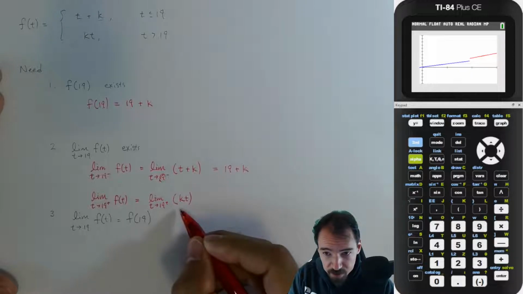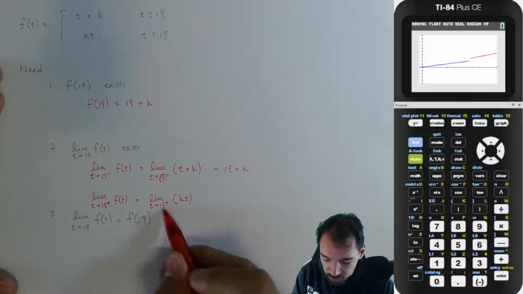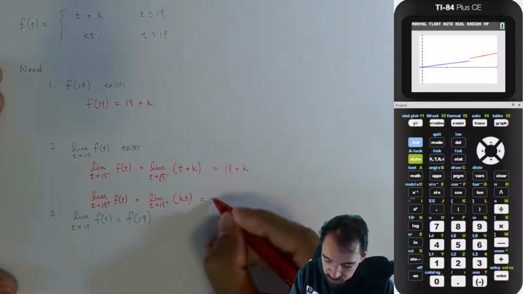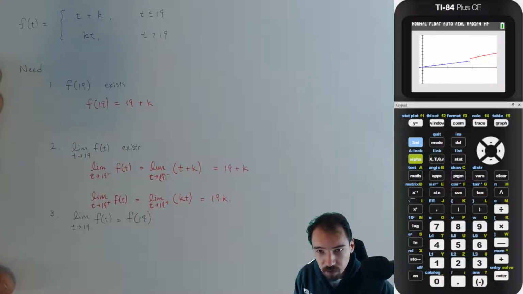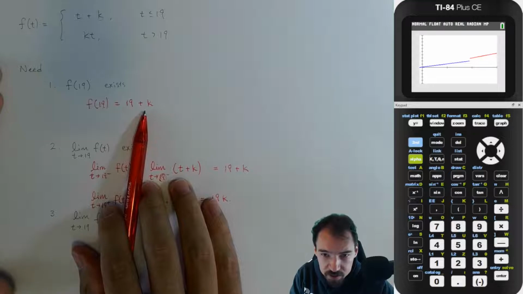Once again, this is linear. So glancing at the graph, this is sort of along that red line. I'm approaching from the right, but the y value that I'm approaching is really just the y value that would occur if I plugged 19 in for t. So this is k times 19, also known as 19k. All right, so I know that k is a constant. It's a number. So I know this number exists. I just don't know what it is.